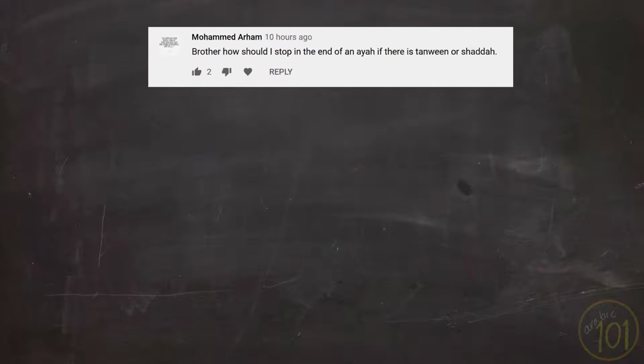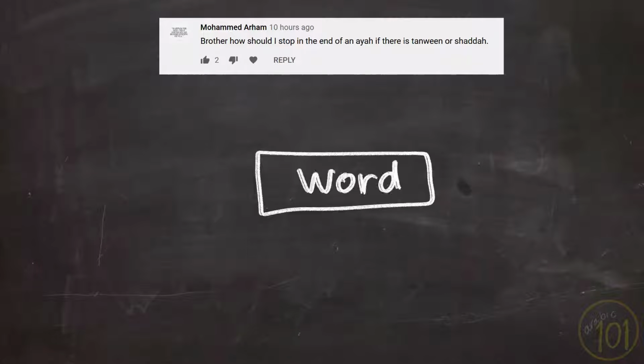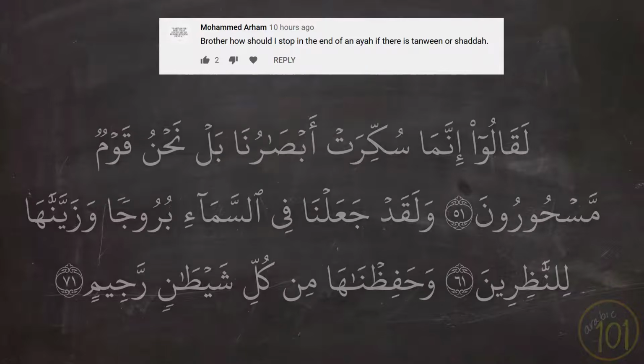Now, as for the tanween, you're going to deal with tanween exactly the way you deal with all kinds of vowels, which means that if you stop at a word that ends with tanween, you will simply not pronounce the tanween, with the exception of tanween fatha. Let's look at these examples to understand this even more.